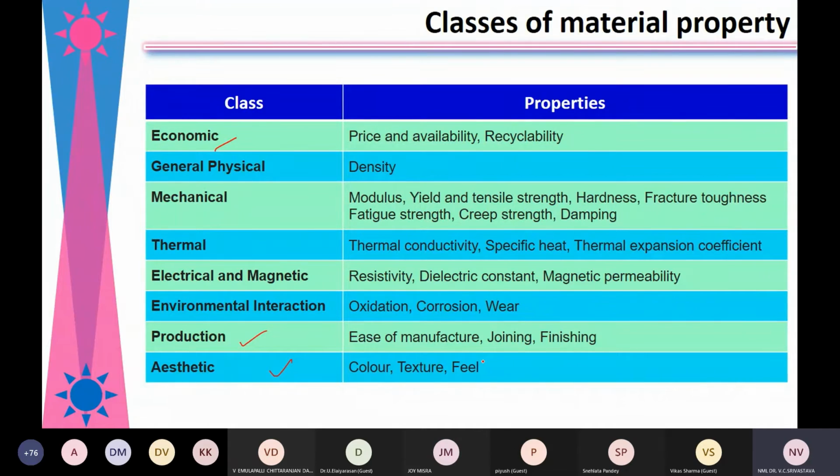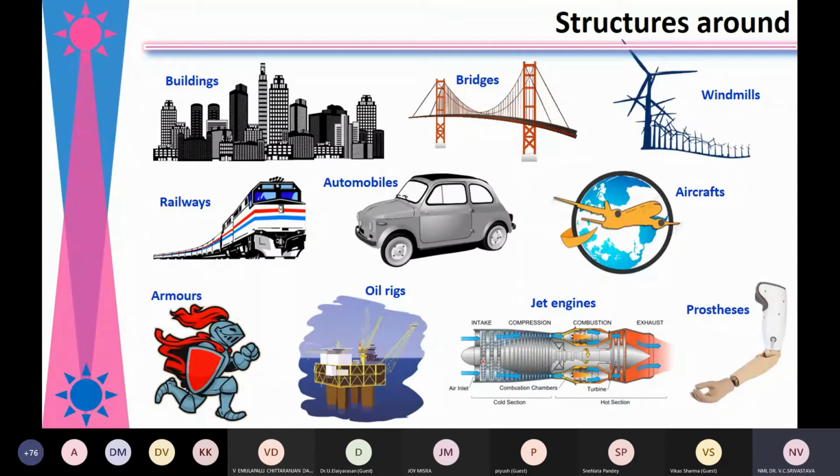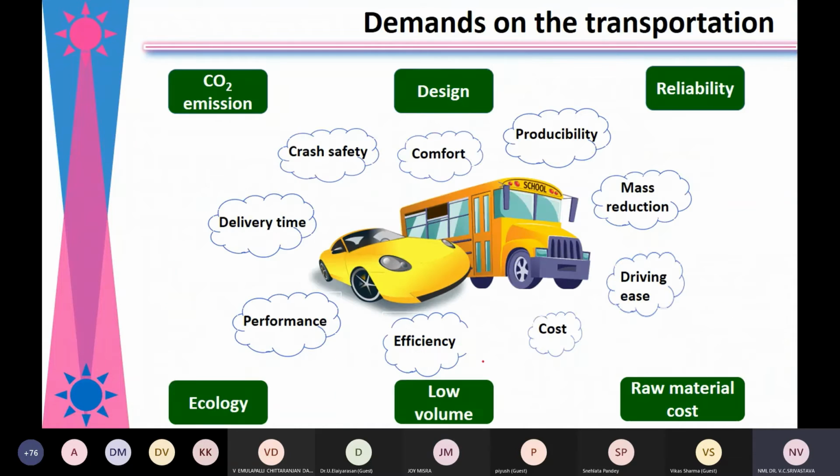Now you see here, these are the structures we generally see around us: buildings, bridges, windmills, railways, aircraft. There are a great number of applications of these materials, and all these applications require some kind of development in new materials. Similarly, in transportation, we are really concerned about low carbon emission, reliable design, low cost, and efficiency. It should be ecological because you should not destroy the environment. So there is a lot of demand on the transportation sector.